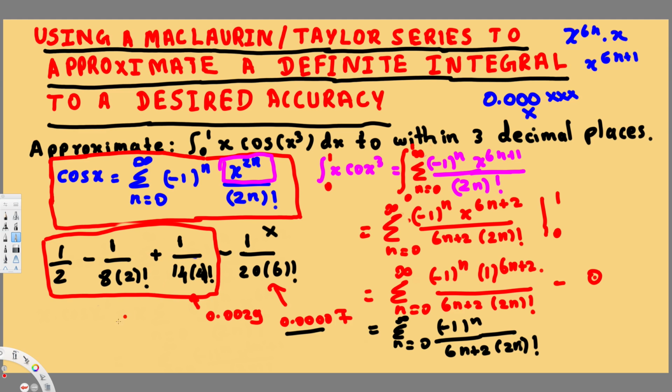Now if you go ahead and add them together, so let's show it. This is going to be approximately 1 over 2 minus 1 over 2 factorial, which is 2, so this is going to be 1 over 16, right? Plus 1 over 14 times 4 factorial. If you expand this and multiply, that's going to give you 1 over 336. And if you calculate this value, this is going to be 0.440. And that's going to be the final answer. That's the approximation of this definite integral to within 3 decimal places.